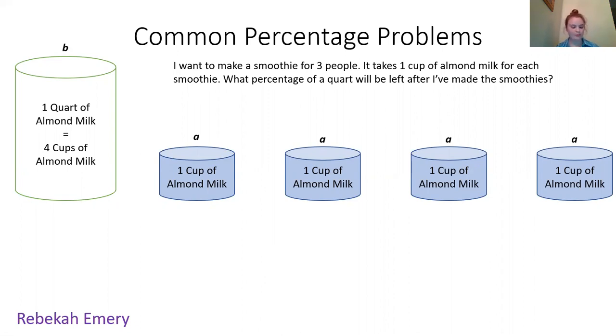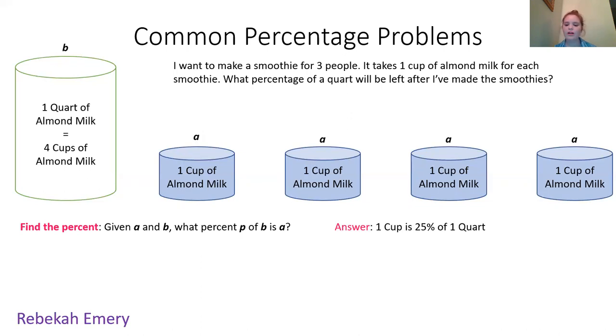So before we start, the variables that we'll be using would be the B on the left, which represents 1 quart of almond milk, which equals 4 cups of almond milk. And the A variable will equal 1 cup of almond milk each. So our question to find the percent would be, given A and B, what percent P of B is A? Our answer will be 1 cup is 25% of 1 quart.